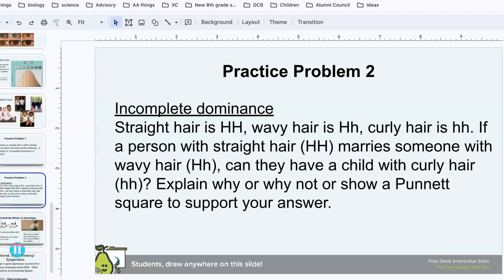Another one: if you have straight hair, wavy hair, and curly hair, and a person with straight hair marries someone with wavy hair, can they have a child with curly hair? Do the Punnett square: you cannot. And why? It's because the only gene that the straight hair person can produce in this situation is an H, which means it will always lead to at least wavy or straight hair.